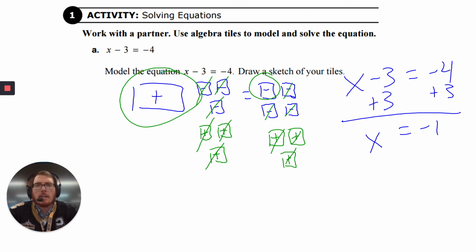I'm going to use some of the algebra tile ideas to showcase what's happening here and why it's working. This should help visual learners see what's happening as opposed to just seeing the numbers. So what you'll notice here is we have x minus 3 equals negative 4. X is one of the larger rectangles. Minus 3 is 3 smaller squares that are negatives, and equals 4 of those negative squares.